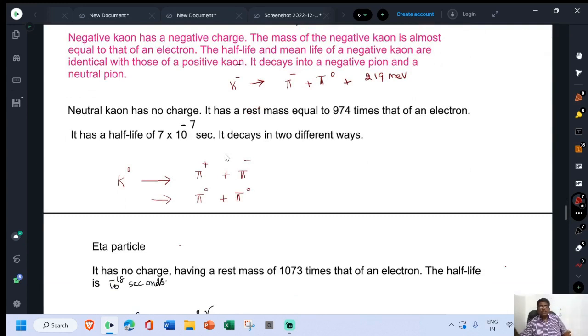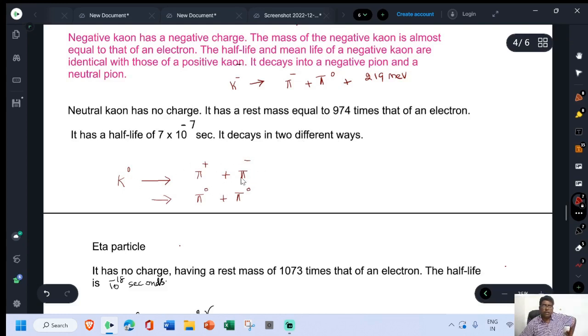Neutral kaon has no charge. It has a rest mass equal to 974 times that of an electron. Then the half-life is 7 × 10^-7 second. It decays in two different ways. These are all the different decay modes. K0 into pi plus and pi minus. Then K0 is decayed into pi 0 and pi 0.